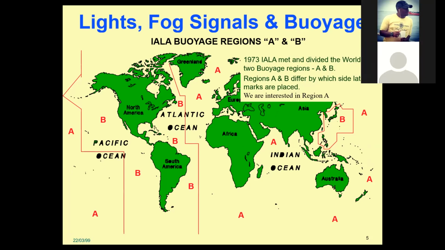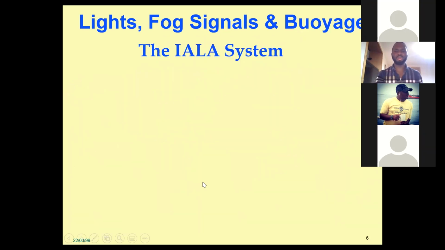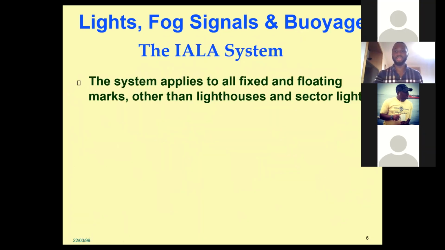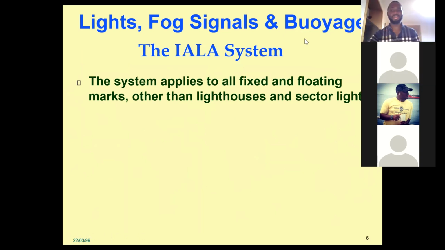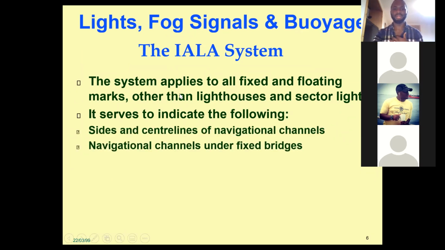So coming back again to region A and region B, we should be able to understand that it's not just about answering the questions generically of, oh, red to port or green to starboard, but it's about which region we are. Then the IALA system, like I tried to explain here, which I will just quickly read fast, applies to all fixed and floating marks and the lighthouse.